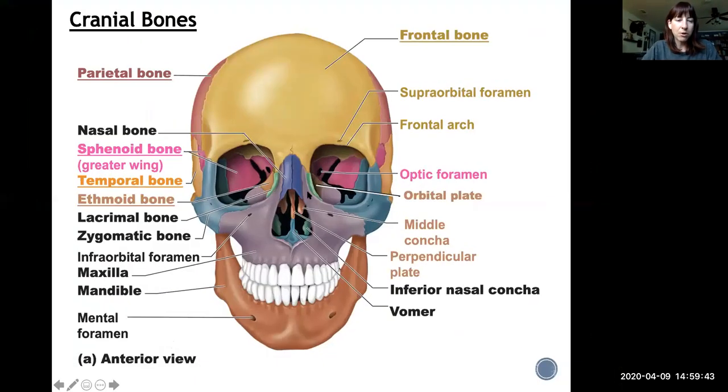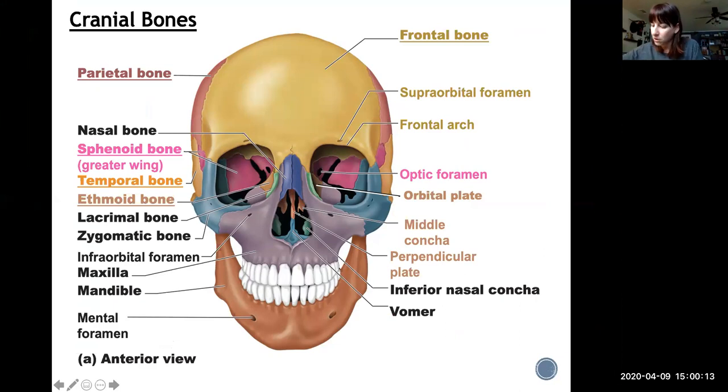So the ethmoid bone is another bone that you can't see in its entirety from any particular angle of the skull. You can see it a little bit here, making up the medial wall of the eye socket, and you can see a little bit of it through the nose here as well. So this and this are connected. They're part of the same bone back there, as well as this and this.